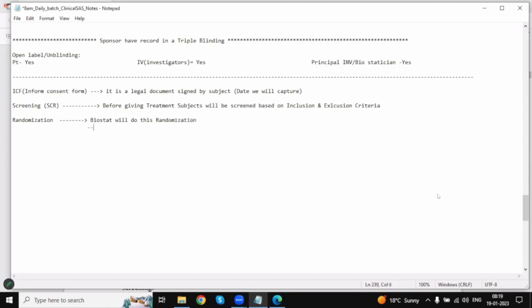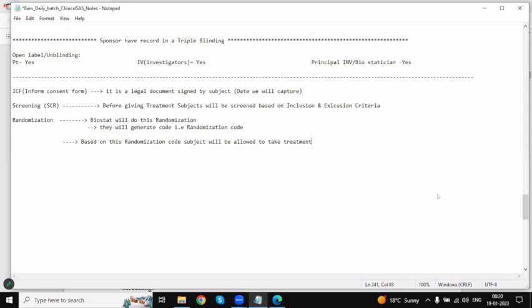Okay, what they will do first, they will generate a code. That is the randomization code. Based on this randomization code, the subject will be allowed to take the treatment. It means they're going to allocate randomly, they'll generate a code.